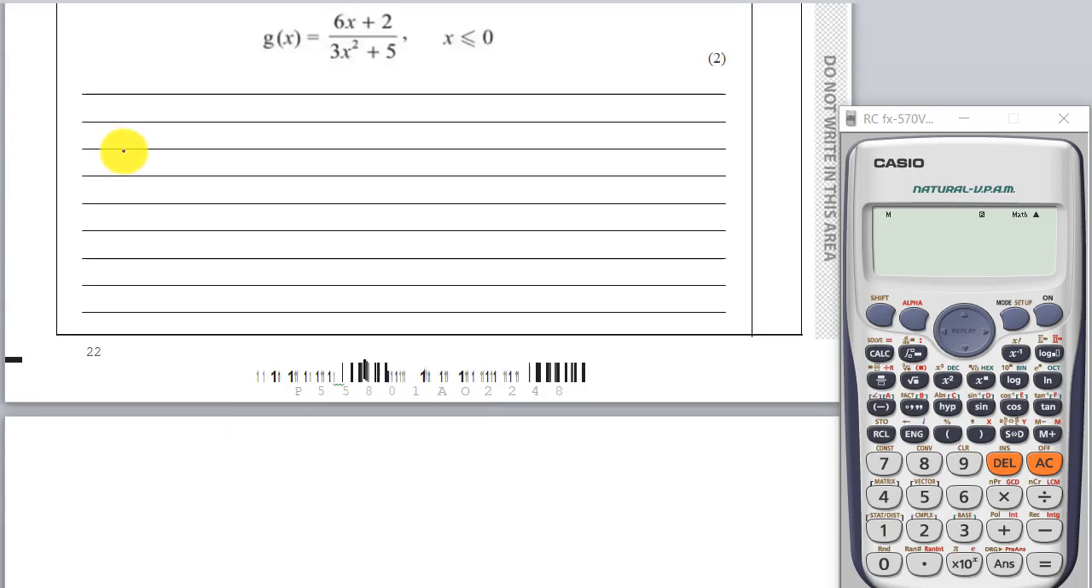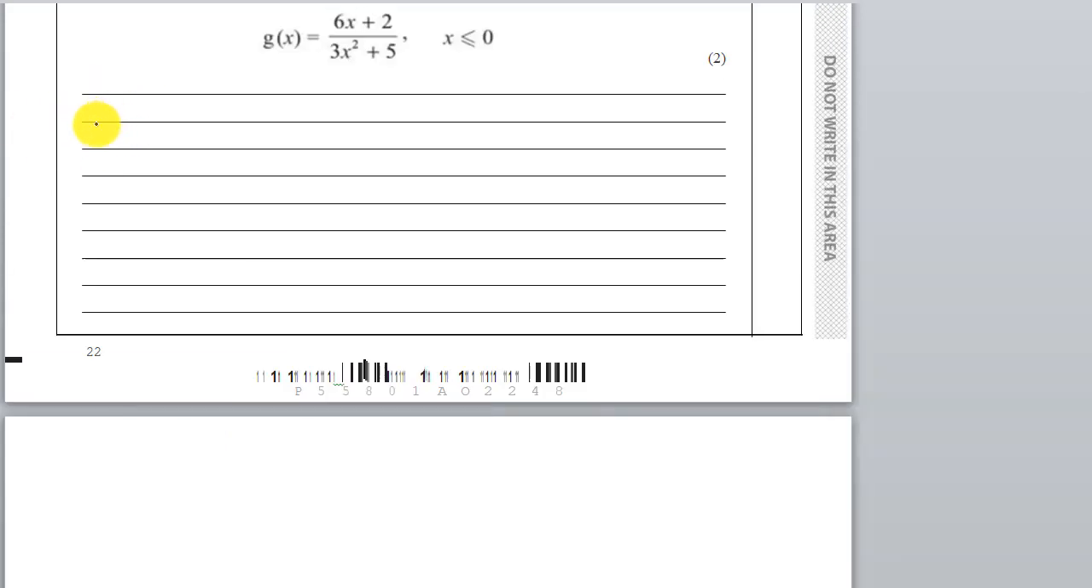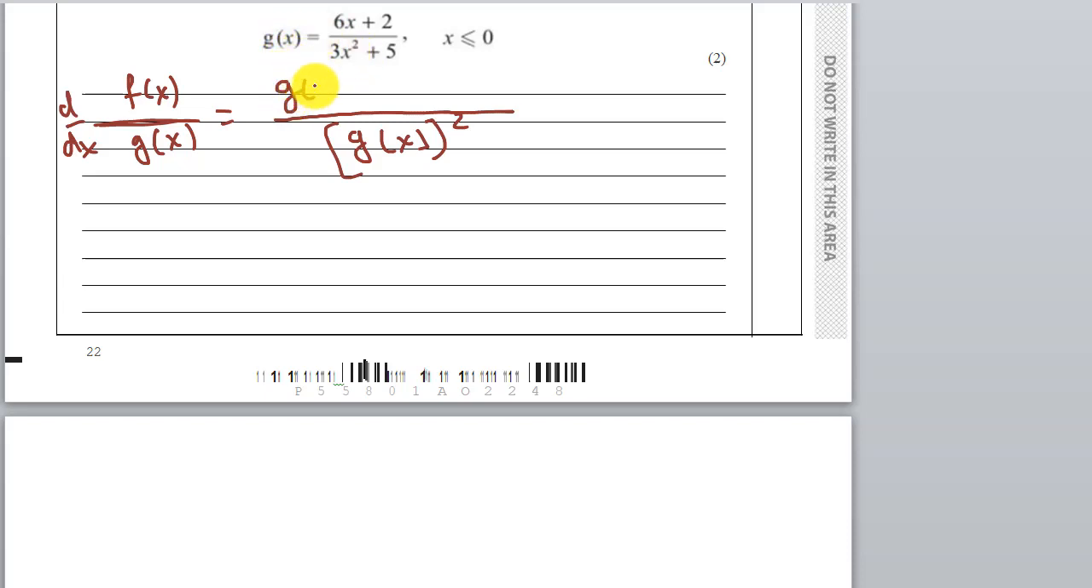As we know that if we have d by dx of f of x divided by g of x, the answer is equal to g of x squared at the bottom, and on the top g of x multiplied by f dash of x minus f of x multiplied by g dash of x. Okay, so let us now write the equation.